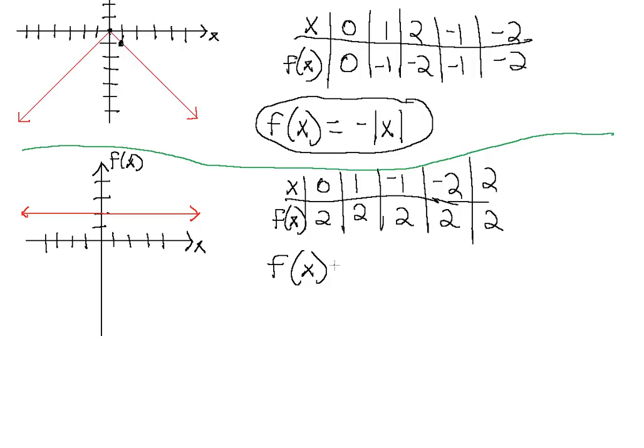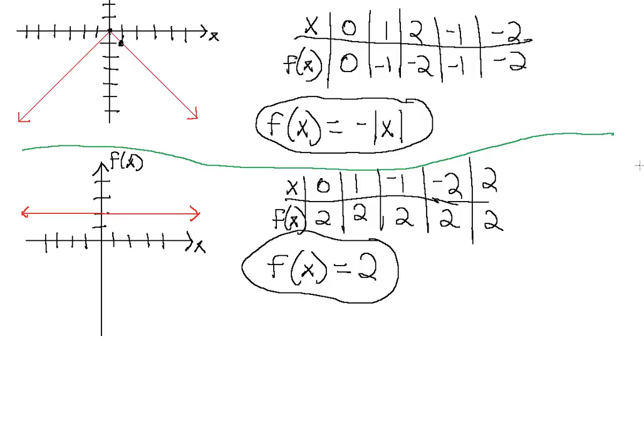Our function f of x, no matter what input we use, no matter what value we have for x, this function is always going to equal 2 because it's horizontal, it doesn't have any slope, so our f of x equals 2. This is our function. So we can plug in any value for x and it's going to spit out 2 every time.